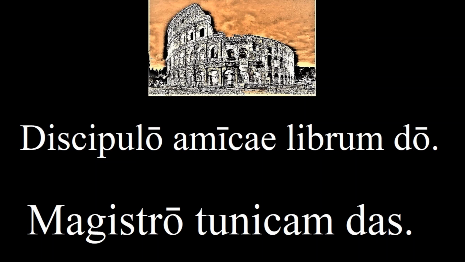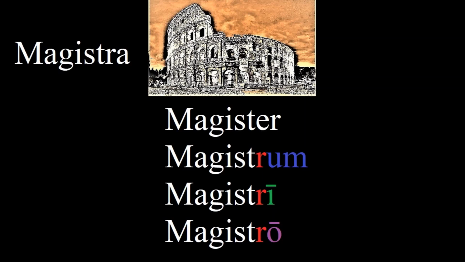Magistro tunicam das. You give the male teacher a tunic. Do you remember that we learned magistra before? That was the feminine form of the word. Magister indicates a male teacher and declines just like liber. So it is magister in the nominative form, but all other declensions drop the e. So we have magistrum, magistri, magistro, etc.